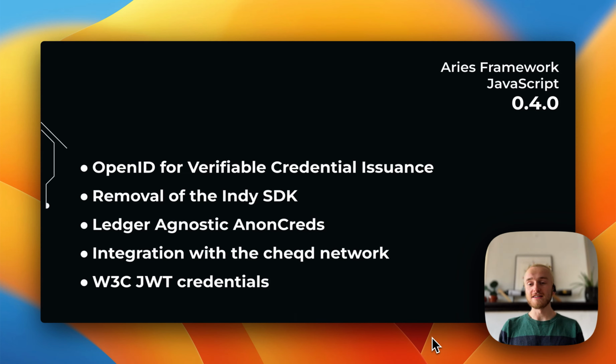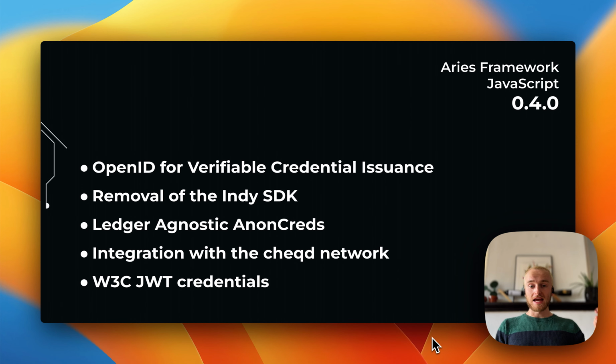I'm one of the lead maintainers of Aries Framework JavaScript and have worked a lot on the framework over the last few years. I did a video on the 0.3.0 release of the framework, so I thought why not also do one for the 0.4.0 release. We added a lot of new features, there were a lot of contributors, we merged a lot of PRs, and I want to highlight five of the big new features and changes to the framework.